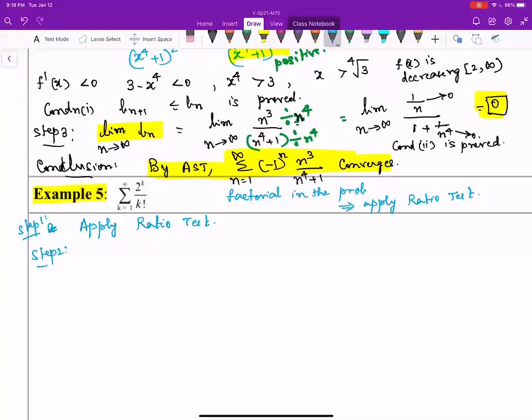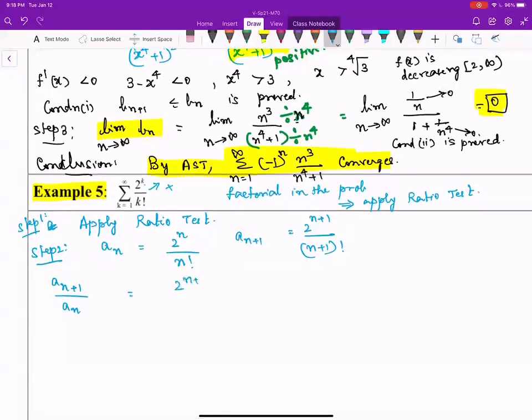So we will take the ratio of the a sub n plus 1 term over the a sub n term. Let's write a sub n, which is 2 to the power n over n factorial. A sub n plus 1 is 2 to the power n plus 1 over n plus 1 factorial. And the ratio a sub n plus 1 over a sub n. Here we don't even have to mention absolute value because the terms are all positive.